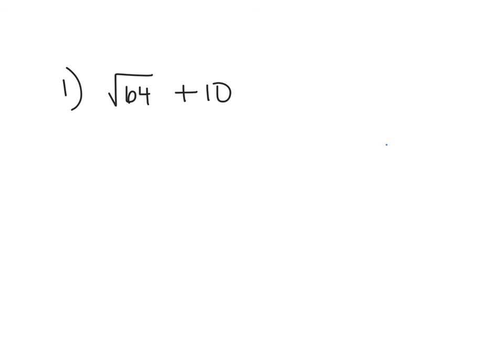Well, the first thing we want to do, we can't do square root of 64 plus 10 because we don't know what the square root of 64 is yet. So if we do the square root of 64, that's 8. And if we do 8 plus 10, we get 18. So how is that different from example number 2?